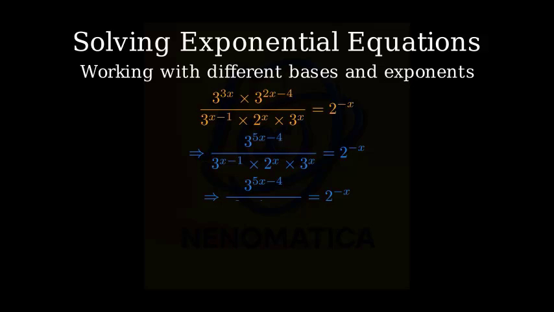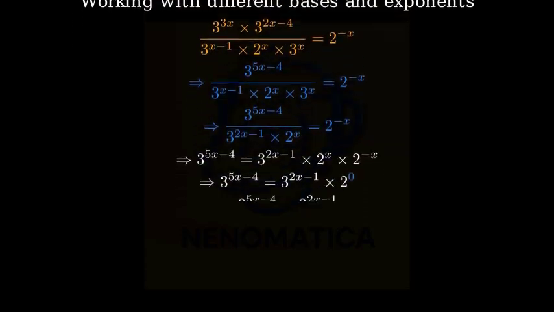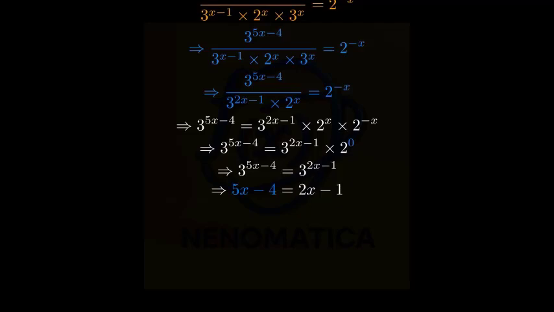Now, we can use a key property of exponential equations. If the bases are the same, then the exponents must be equal. Since we have 3 raised to the power 5x minus 4 equals 3 raised to the power 2x minus 1, we can set the exponents equal to each other. So, 5x minus 4 equals 2x minus 1. Now, we'll solve for x using algebra.